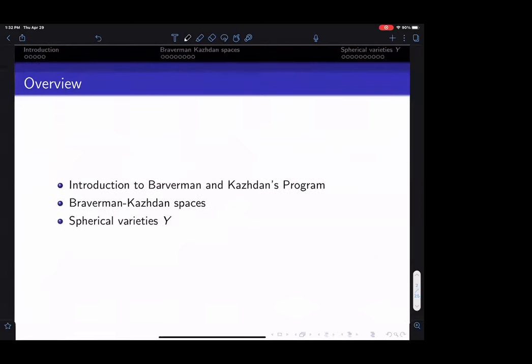In today's talk, it will be divided mainly into three parts. First, I will give a brief introduction of Braverman and Kazhdan's program. And then we will focus on two specific cases that are fully established. One is the Braverman-Kazhdan space attached to a maximal parabolic subgroup of a simple split simply connected group. And the other one, which is of main interest, is affine spherical varieties that are built out of triples of quadratic spaces.